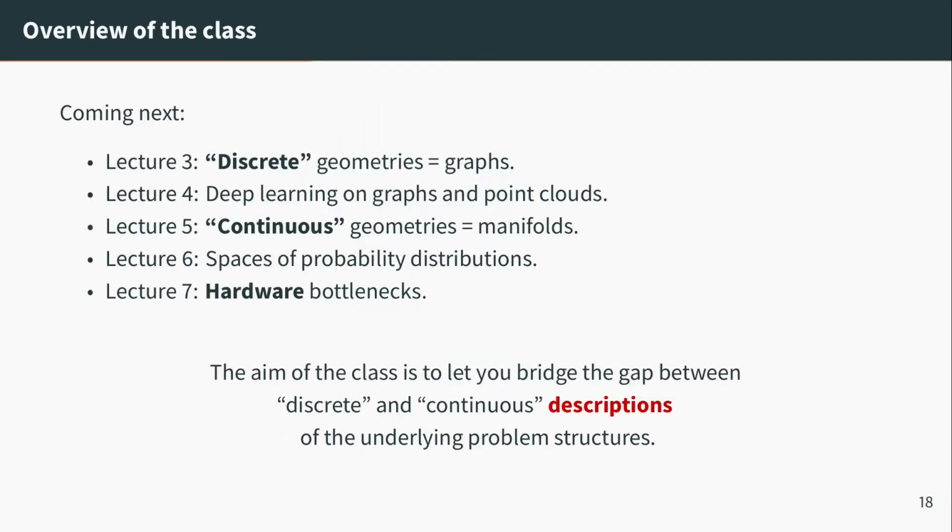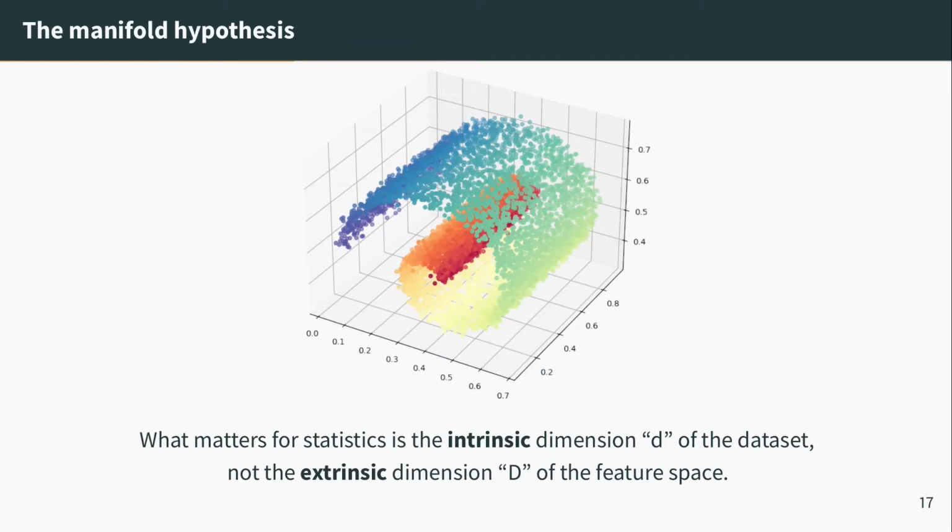So that's the spirit in which I designed the class: to give you elements of vocabulary and intuitions to work with these notions. And so what is coming next, in the next few lectures? If you have this type of object, you can either try to describe it discretely using a graph, like a graph of k-nearest neighbors, or you can try to describe it continuously as a surface. And both points of view are valid.